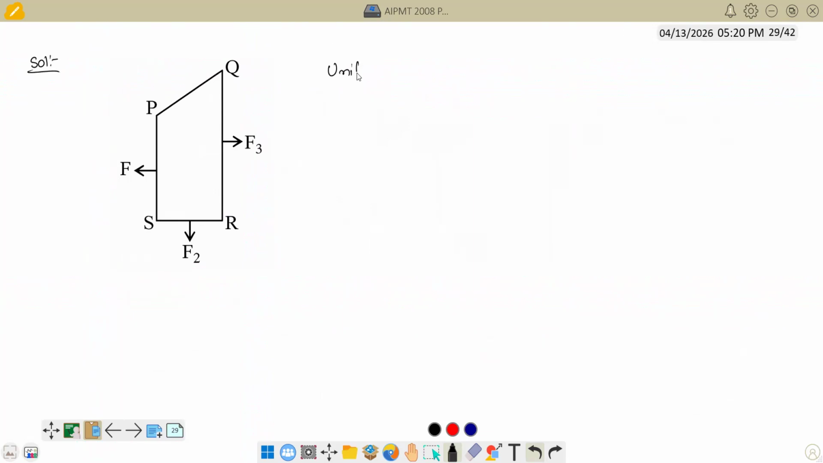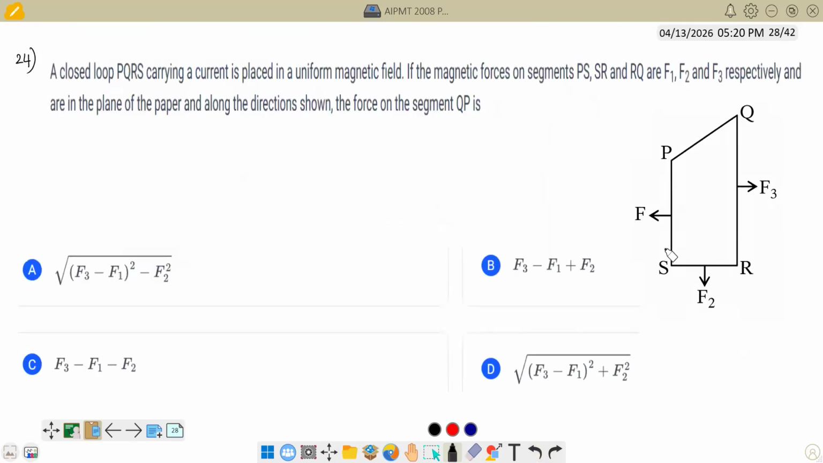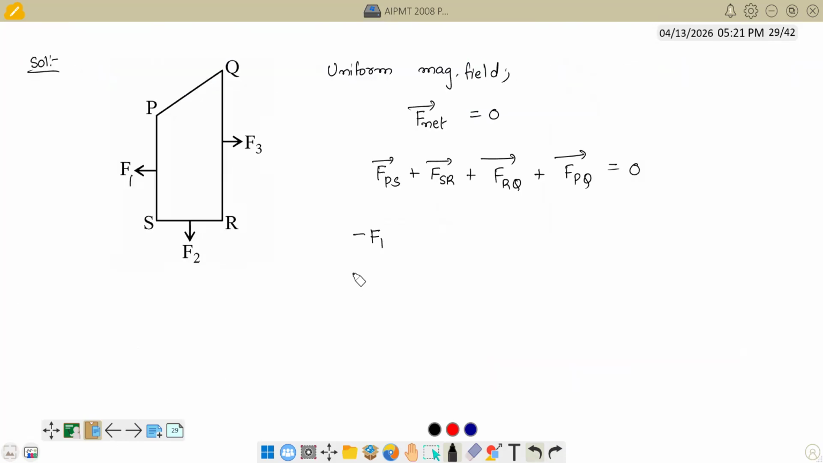If you place it in a uniform magnetic field, the net force acting on the loop must be equal to 0. That means the force due to PS plus force due to SR plus force due to RQ plus force due to PQ must be equal to 0. So the force due to PS is minus F1. I think this should be F1, it is not printed properly. So minus F1, pointing to the left.